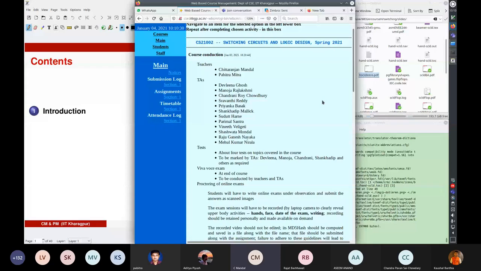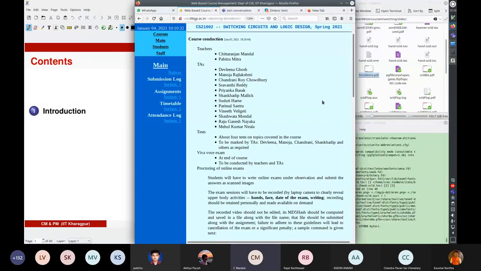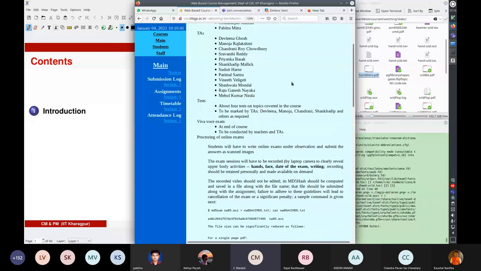So far as conduction of the course, I've already told you that the course will be with the two teachers, and we have a number of TAs. So TAs will be playing an important role here, and they always play an important role. Many of the assignments, or rather the assignments by and large, will be evaluated by the TAs.